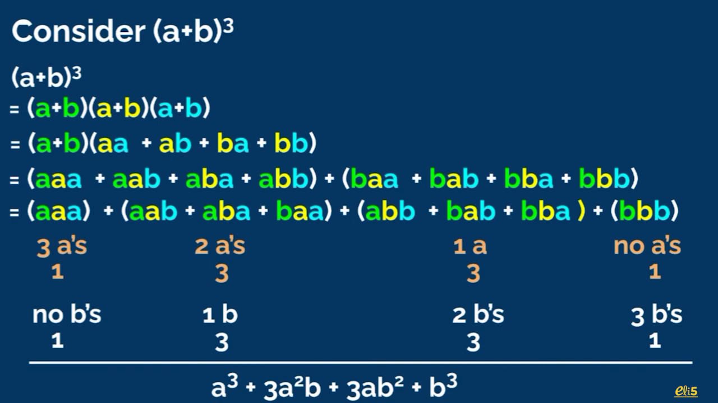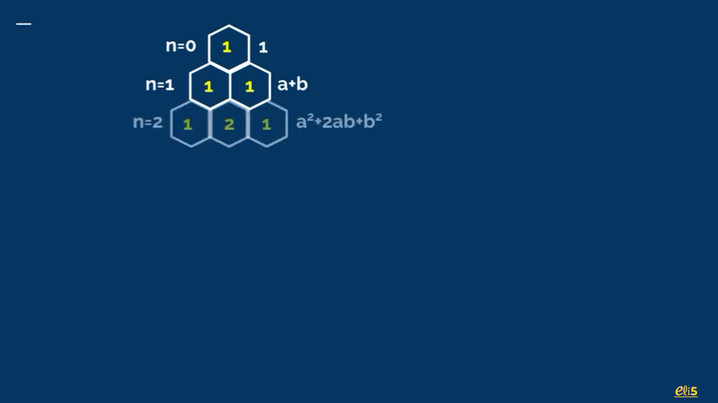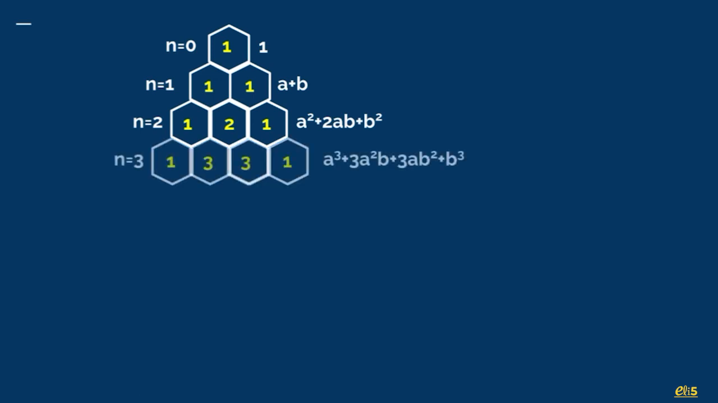Let's start with n is equal to 0. In that case, you would only have one term. So let me show you this. Okay, now for n is equal to 1 is simply a plus b. So 1, 1. For (a + b) whole squared is 1, 2 and 1. Likewise, for (a + b) whole cubed is 1, 3, 3 and 1, and so on.